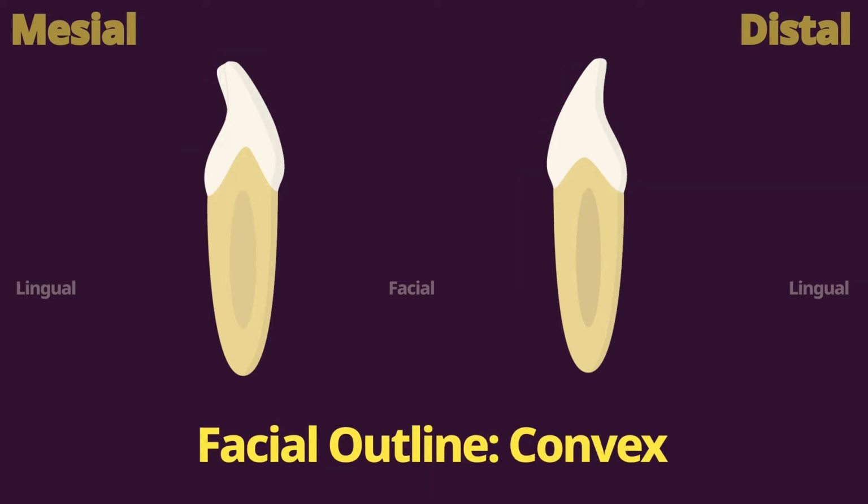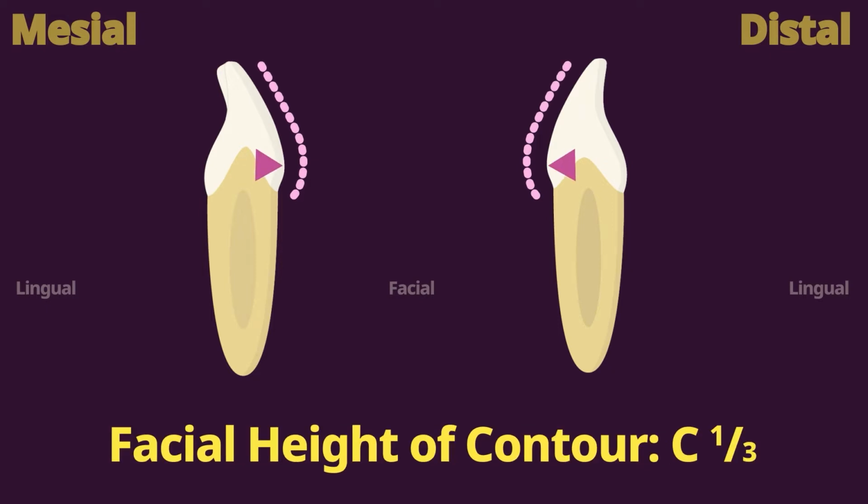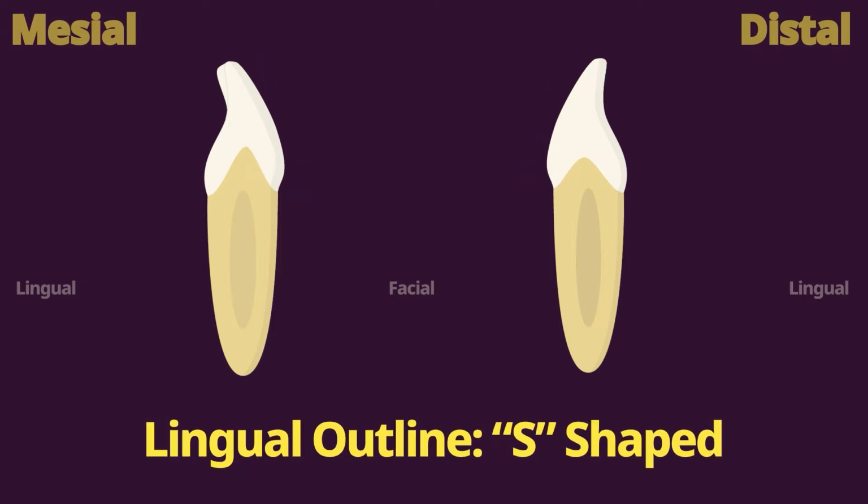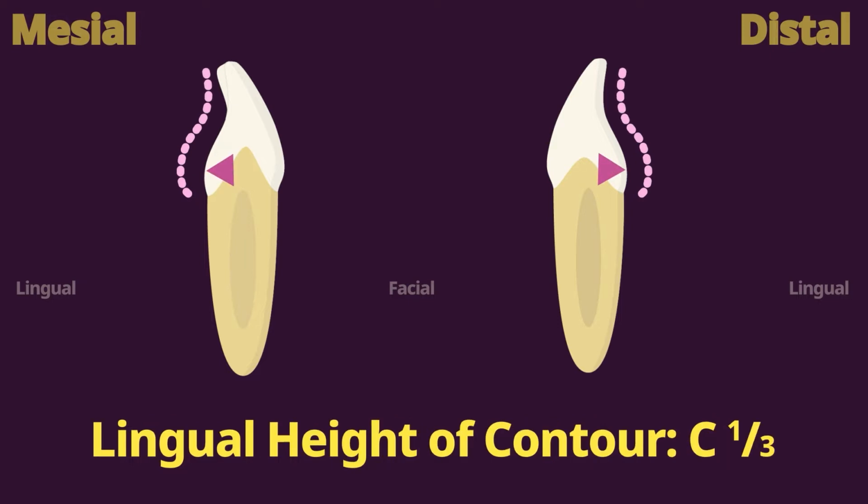The facial outline is convex from the cervical line to the height of contour at the cervical 1/3, and then it's straight up until the incisal ridge. The height of contour is at the cervical 1/3. The lingual outline is S-shaped, convex over the cingulum, and then concave to the incisal ridge. The height of contour is at that cingulum and the cervical 1/3.